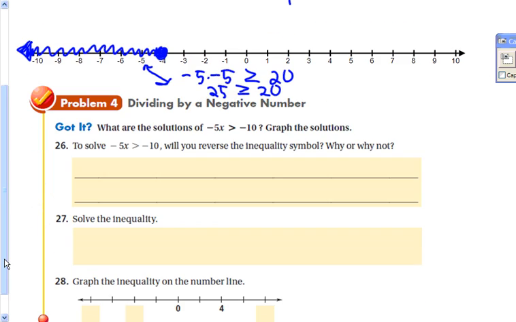Go ahead and do the got it, problem 4, and the lesson check, and I'll give you the solution.